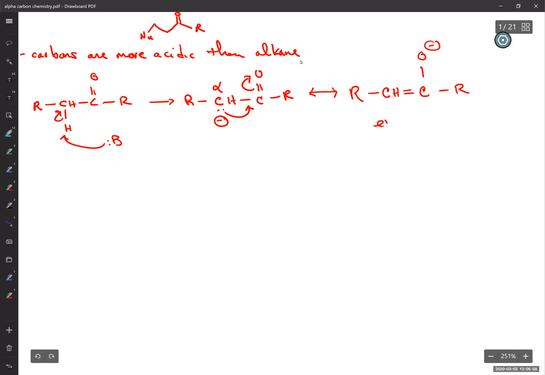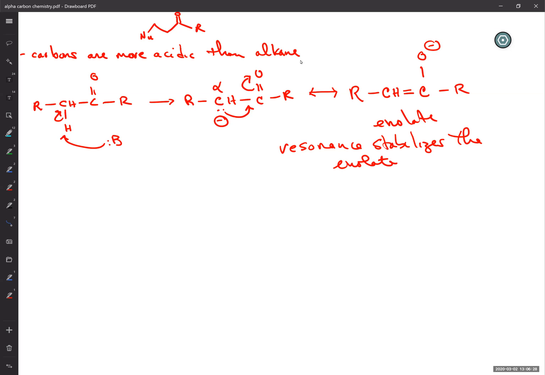So this is known as an enolate. The -ate ending is because it's an anion, right? This resonance stabilizes the enolate. So that's why the alpha carbon is more acidic. And because it's acidic, the alpha carbon can act as a nucleophile.